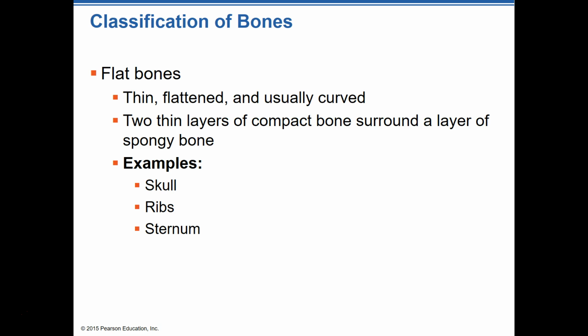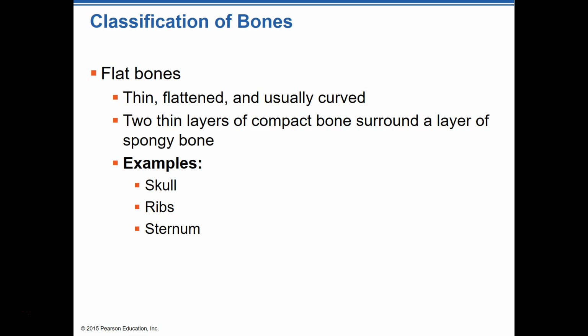Flat bones are thin, flattened, and usually curved. So when we think of flat bones, usually they do have a curve to them. Two thin layers of compact bone surrounded by a layer of spongy bone. So we'll see this in the ribs. It's kind of surprising that the ribs are considered flat. We would think that they're round. They're actually flat. They're not round like we see them depicted in skeletons hanging on front porches around Halloween. They're flat bones. The sternum is a flat bone. The skull is also a flat bone.